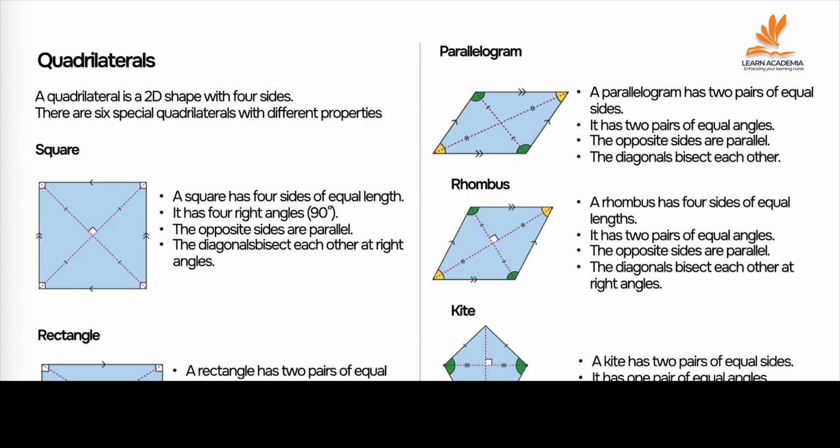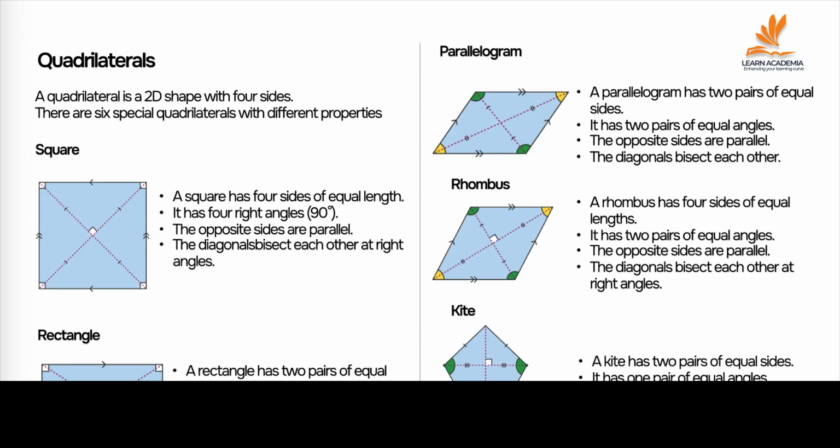Now we have a rhombus. It says a rhombus has four sides of equal length. It has two pairs of equal angles, and the opposite sides are parallel. And of course, lastly, the diagonals bisect each other at right angles. So that is very similar to a parallelogram in view, but then they have quite a number of differences.